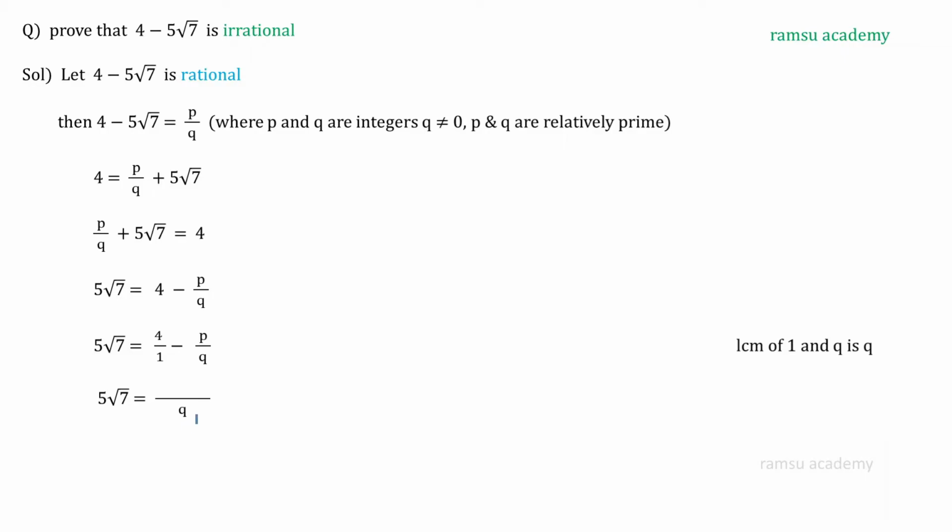Now divide this q with denominator of the first fraction, that is 1. When we divide q with 1, we get q. Multiply this q with 4, that is numerator of the first fraction. Then it will be q into 4. So write q into 4 here. Now there is minus sign between these two fractions. So write minus here.